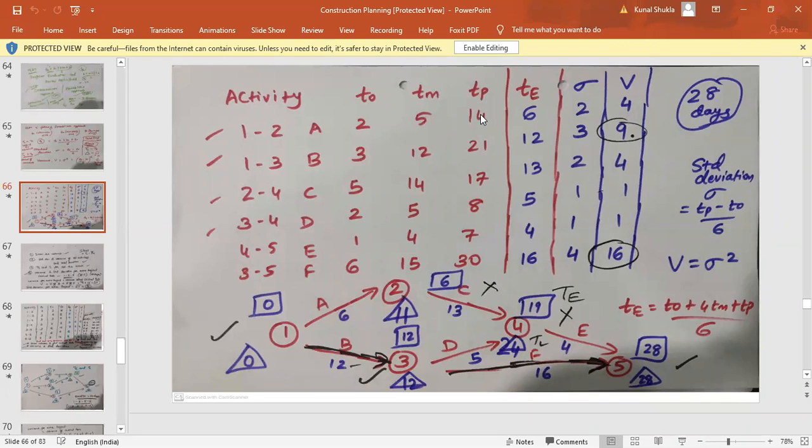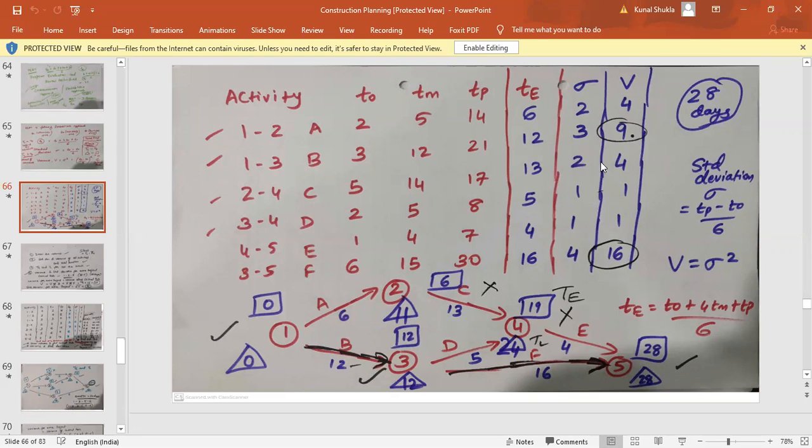Now TO, TM and TP are given. So if I want to calculate te, what is the formula? 2 plus 4 times 5, that is 20. So 20 plus 2 is 22, plus 14 is 36. 36 divided by 6 is 6 over here. And the sigma value is TP minus TO divided by 6. So 14 minus 2 divided by 6, 12 by 6 is 2. And the square of that is 4. Likewise, I have calculated te, sigma and V for all the activities.